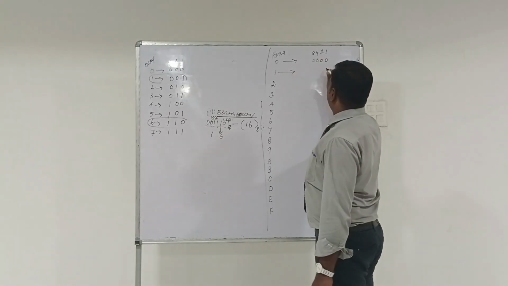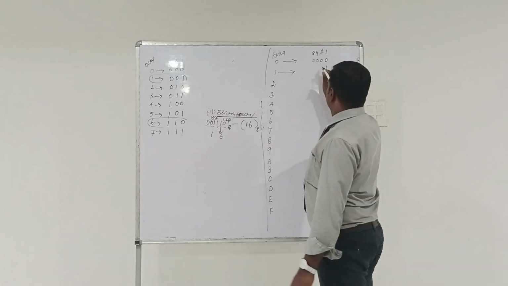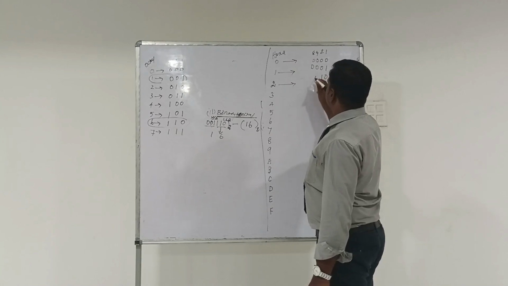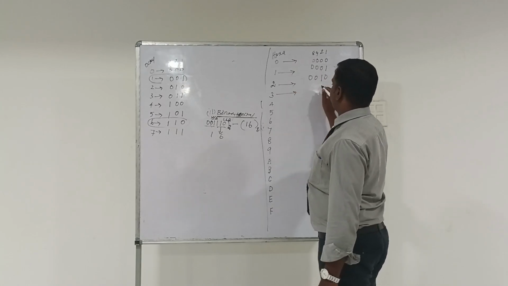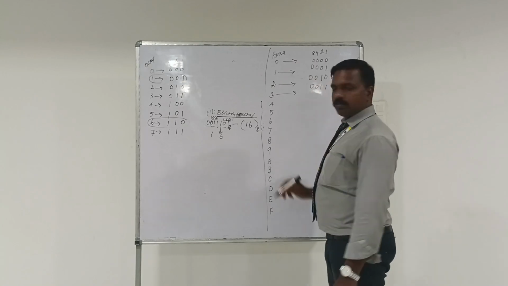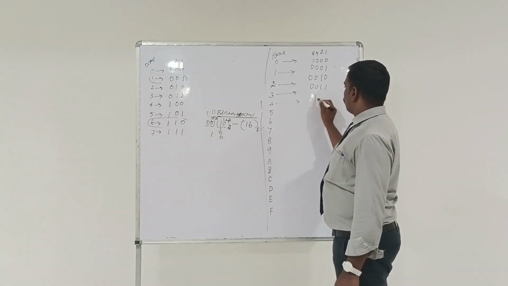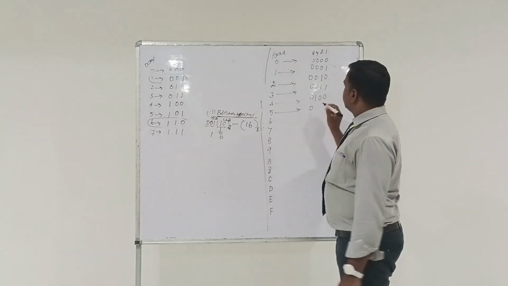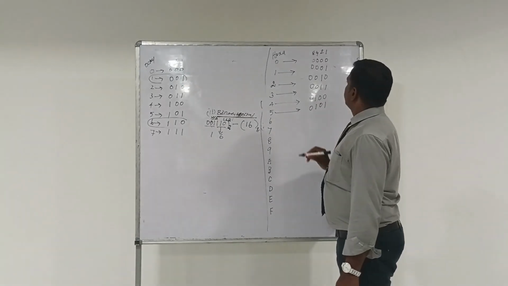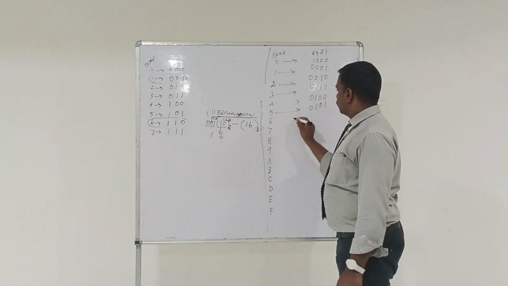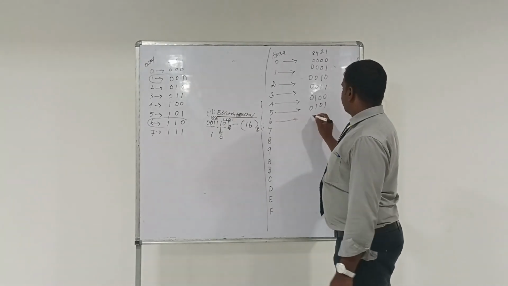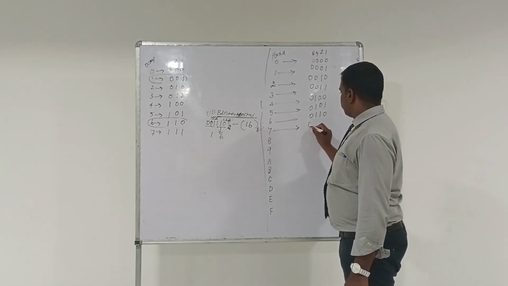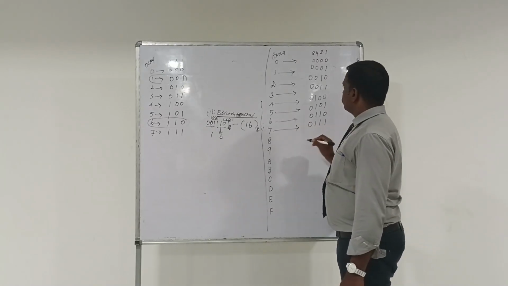For 1, you have to enable this 1 only. You have to disable the remaining 3 digits. For 2, you have to enable this, the remaining are 0. For 3, I have to enable the 2 and 1, the remaining are 0. For 4, you have to enable the 4 only, the remaining are 0. For 5, I have to enable the 4 and 1. For 6, I have to enable the 4 and 2. For 7, I have to enable the 4, 2, 1.